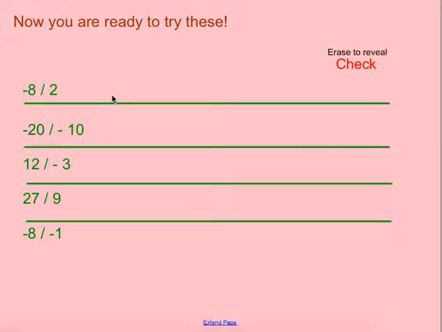So, just to check, if we did negative 8 divided by 2, we would say that is negative 4. Negative 20 divided by negative 10 is 2, because we have a negative divided by a negative. 12 divided by negative 3 is definitely going to be negative, and that's going to be negative 4. 27 divided by 9, well, that's for sure going to be positive 3. And lastly, a negative divided by a negative is going to be positive, and 8 divided by 1 is 8.